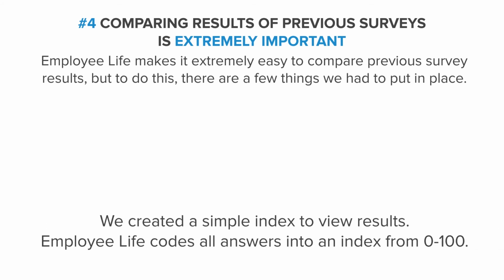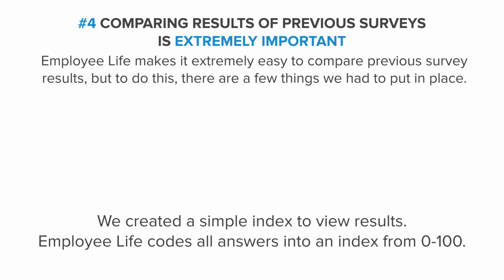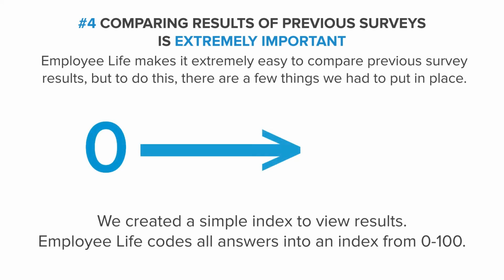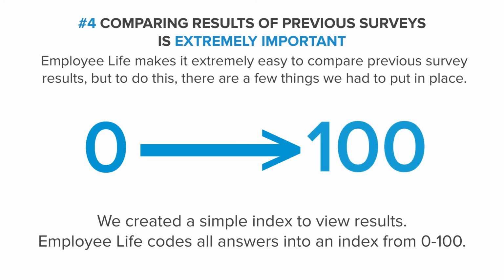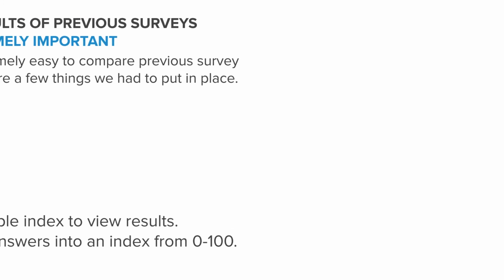The second thing we did was to create a simple index to view results. Regardless of the scale used, Employee Life codes all answers into an index from 0 to 100. We found that people intuitively understand a score out of 100. It is simply a representation of the results, but what you need to know is that it is not possible to display survey results in any other way other than this 100-point index. At least not for the moment anyway.